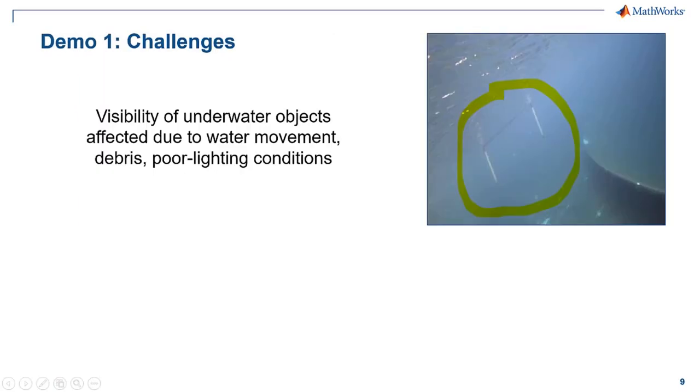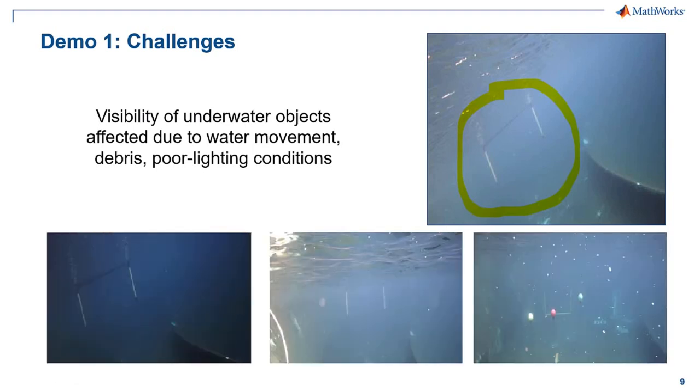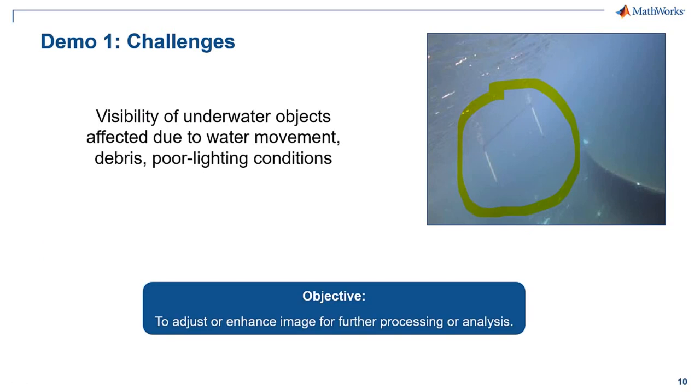However, there is a problem here that you can see that the gate in this underwater image is not clearly visible. Typically, the visibility of objects underwater is affected due to various reasons, like water movement, debris, or poor lighting conditions. So, the primary objective here is to adjust the image to counter for poor visibility issues before using more advanced techniques to analyze and detect the gate in this image.